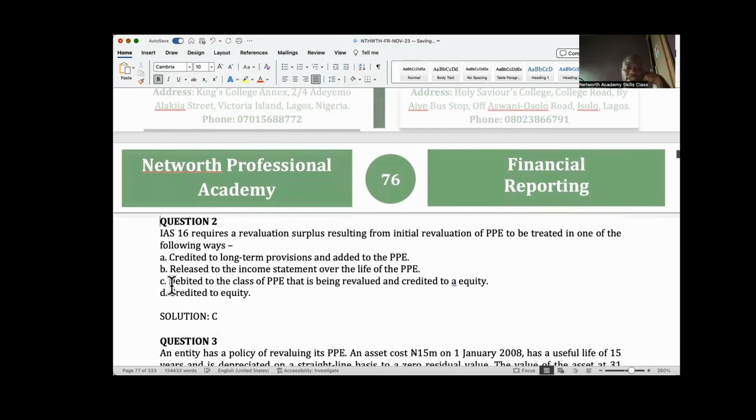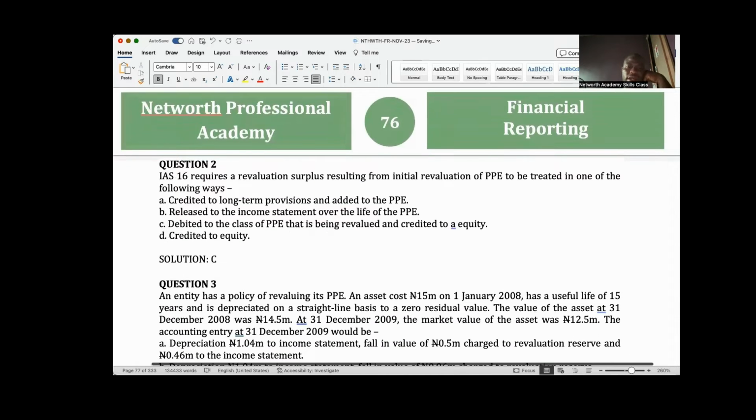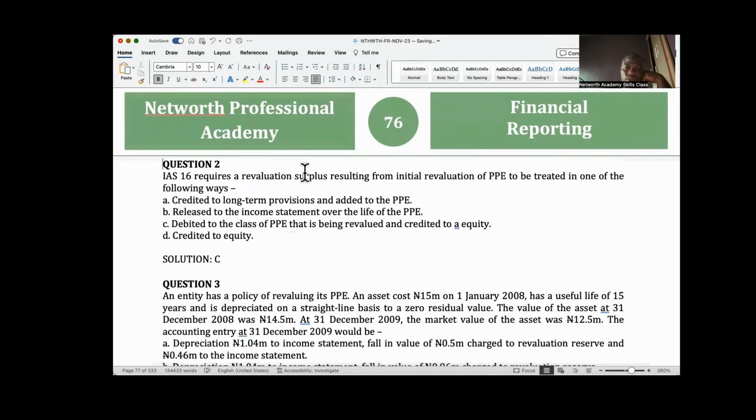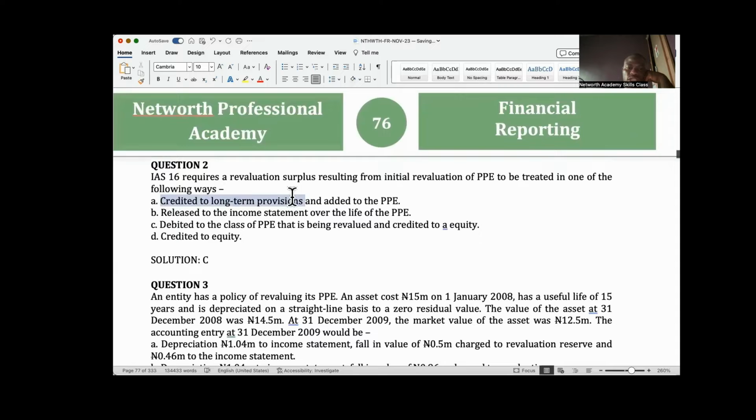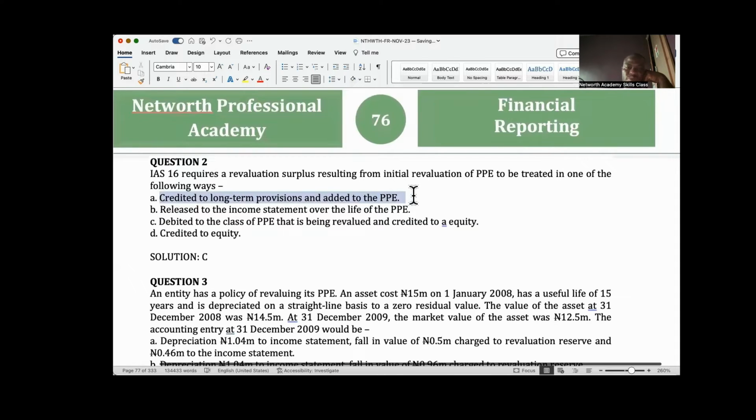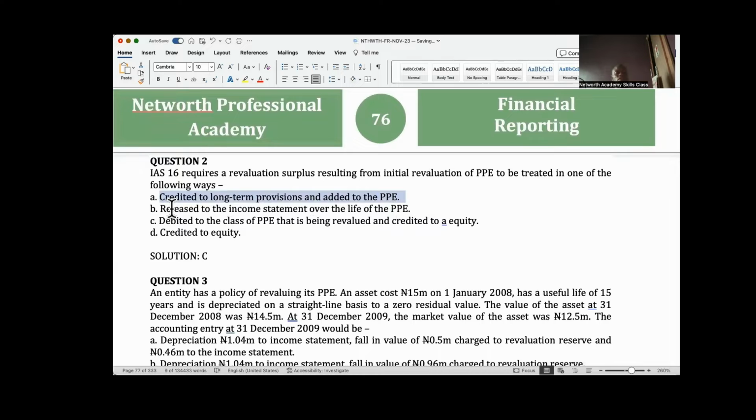Question 2 says that IAS 16 requires a revaluation surplus resulting from initial revaluation of PPE to be treated in one of the following ways. A, we credit to long-term provision and added to the PPE. B, released to income statement over the life of the PPE. C, debited to the class of PPE that is being revalued and credited to equity. D, credited to equity.